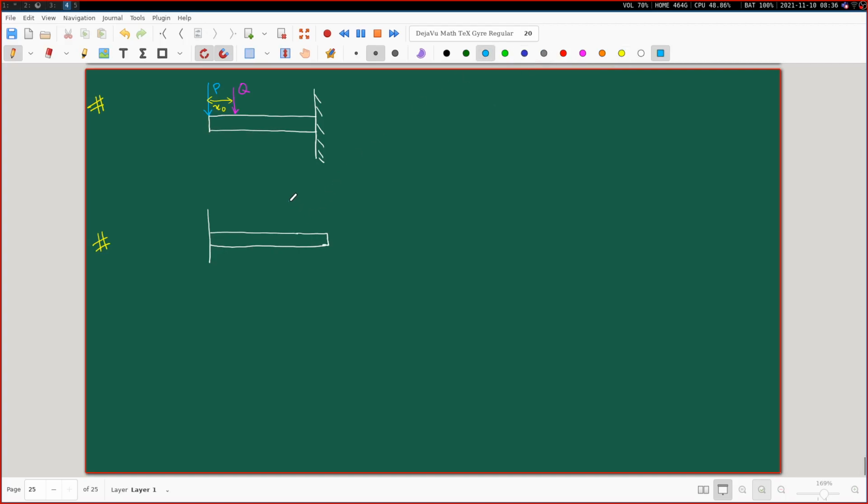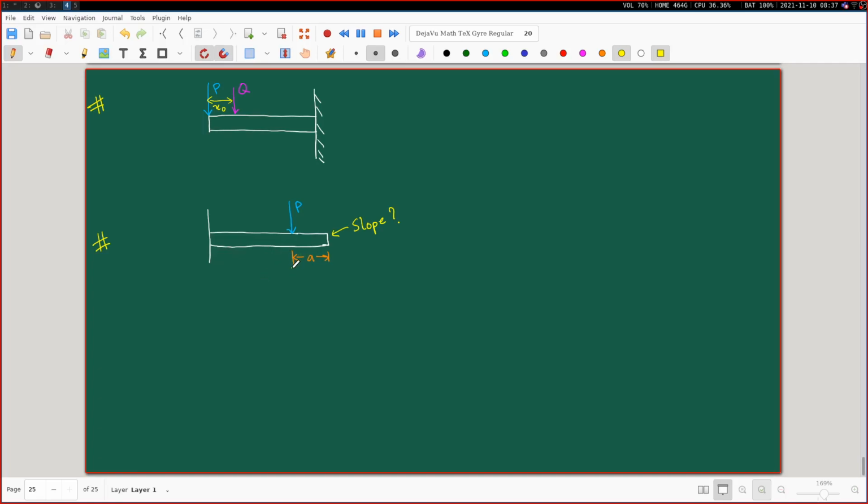I apply the force here. Let's say this distance is some A. The question is, what is the slope at this end? That will be the same as the slope at distance A. That will be the same as the slope at the distance, I mean, not A, this distance, L minus A from the left end, right?